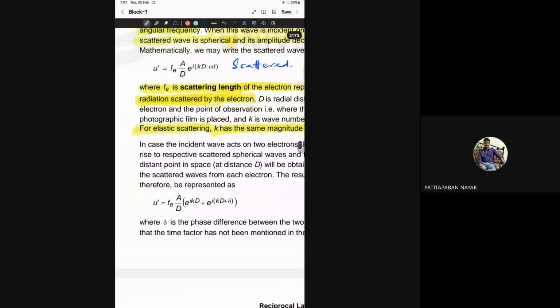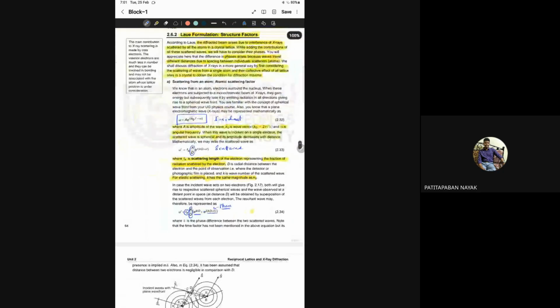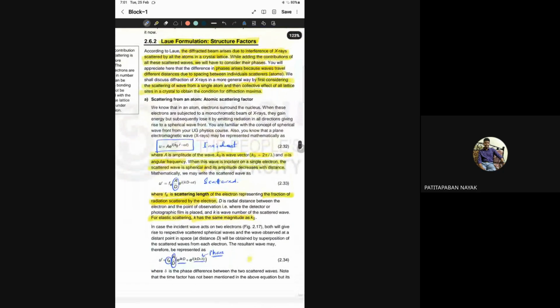In case the incident wave acts on two electrons, what will happen? First, this Fe part will be there. There is the fraction A by D, which is the same as this A by D. And there are two waves: one is e to the power ikd, and another one will be e to the power ikd plus delta. This delta is the phase. And it is already explained why there should be a phase.